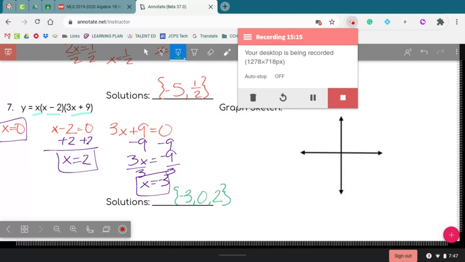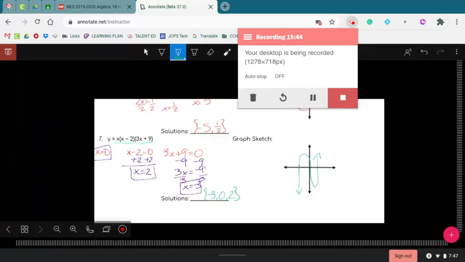So if I were to type this into my calculator, because I want you to graph this in your calculator to see what exactly it looks like, because this is actually a cubic equation. So it's going to cross at negative 3, 0, and 2. So it's going to go up, down, back up. And that is what a cubic equation looks like.